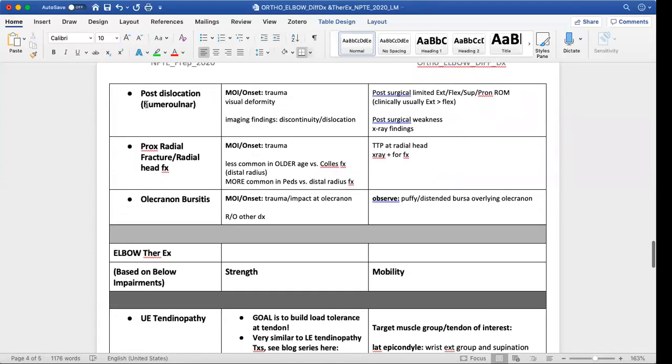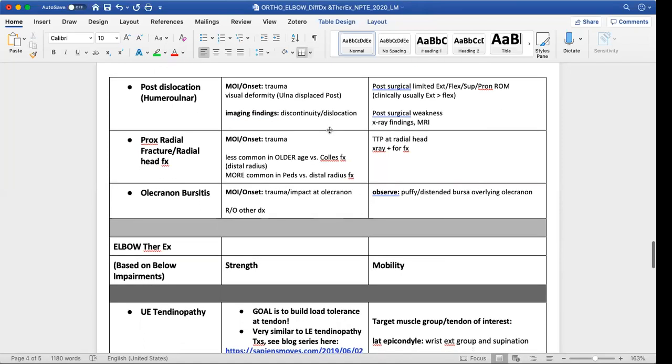Posterior dislocation at the elbow, common mechanism is going to be trauma. Usually there's a visual deformity where the ulna has been displaced posterior. I'll type that in there. And you will see that usually visually, but also on your imaging findings, X-ray or MRI. For that posterior dislocation, you can usually see it on X-ray, but it could be MRI as well, just to see what the extent of soft tissue injury is, or if there's ligamentous damage as well.